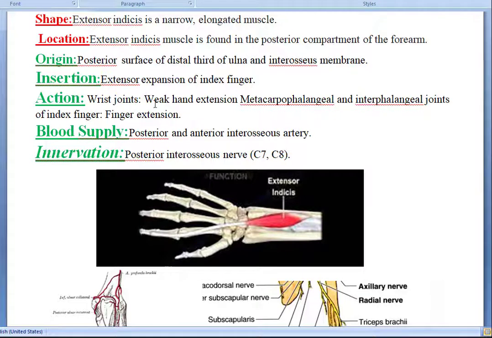Its action at the wrist joint is weak hand extension. At the metacarpophalangeal and interphalangeal joints of the index finger, it causes finger extension. Its blood supply is from the posterior and anterior interosseous arteries, and its innervation is from the posterior interosseous nerve.